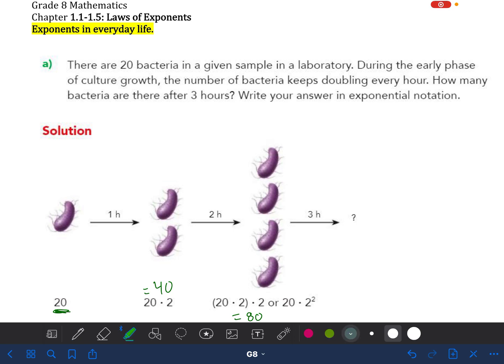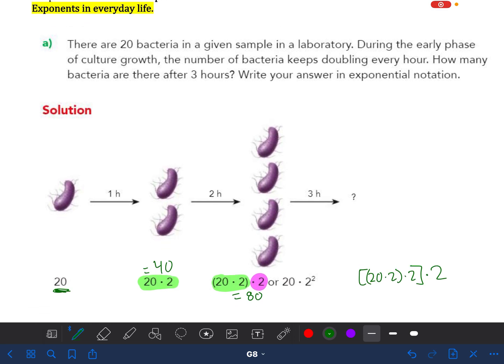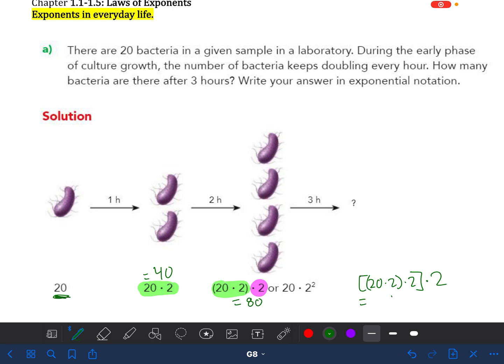Or you can also think about it as this, the green, 20 times 2. Then we're gonna double it, right? And it's gonna keep going and going. It's gonna double and double and double. So they're asking, so after 3 hours, how many bacteria are there? So again, it's pretty easy. You can just keep this 20 times 2 times 2. So this thing times 2, right? Because we're just doubling what we had here. Or you could also say 80 times 2, which is 160. That's a lot of bacteria.